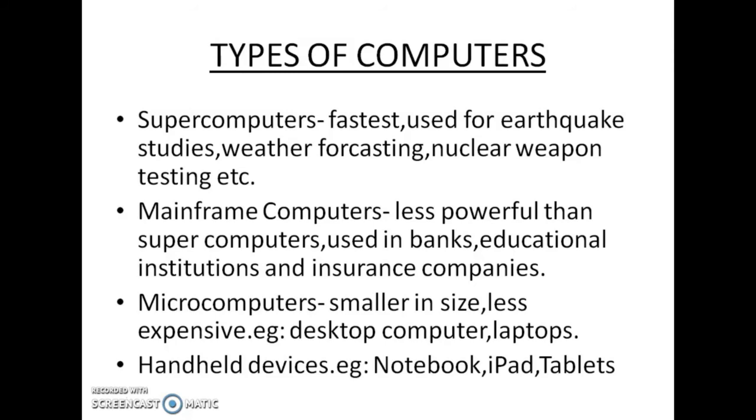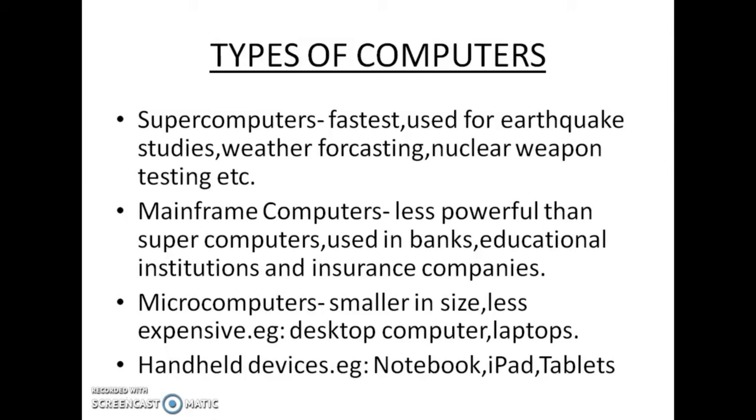Now let's discuss the types of computers. Main types of computers are supercomputers, mainframe computers, microcomputers, and handheld devices. According to the user's need and processing speed, different types of computers are used around the world. Supercomputers are the fastest. They are used by large organizations, and they are also used for earthquake studies, weather forecasting, nuclear weapon testing, etc. They have high performance and data processing.